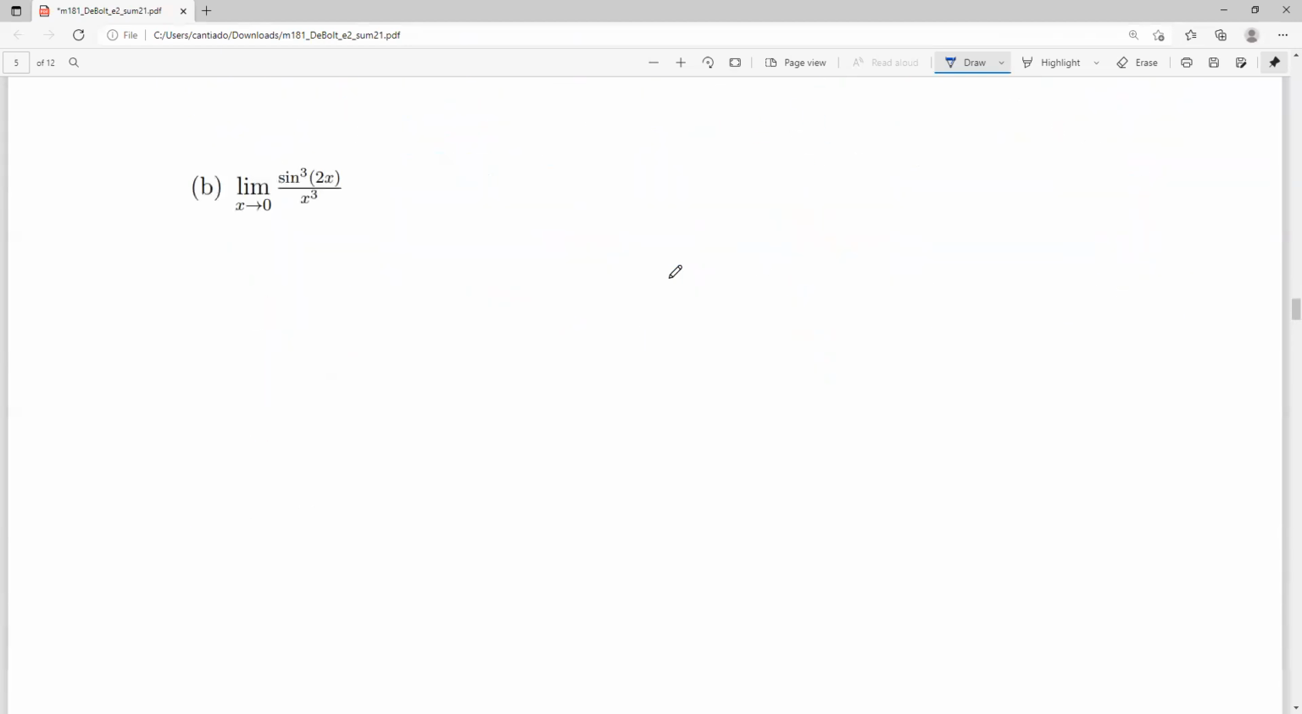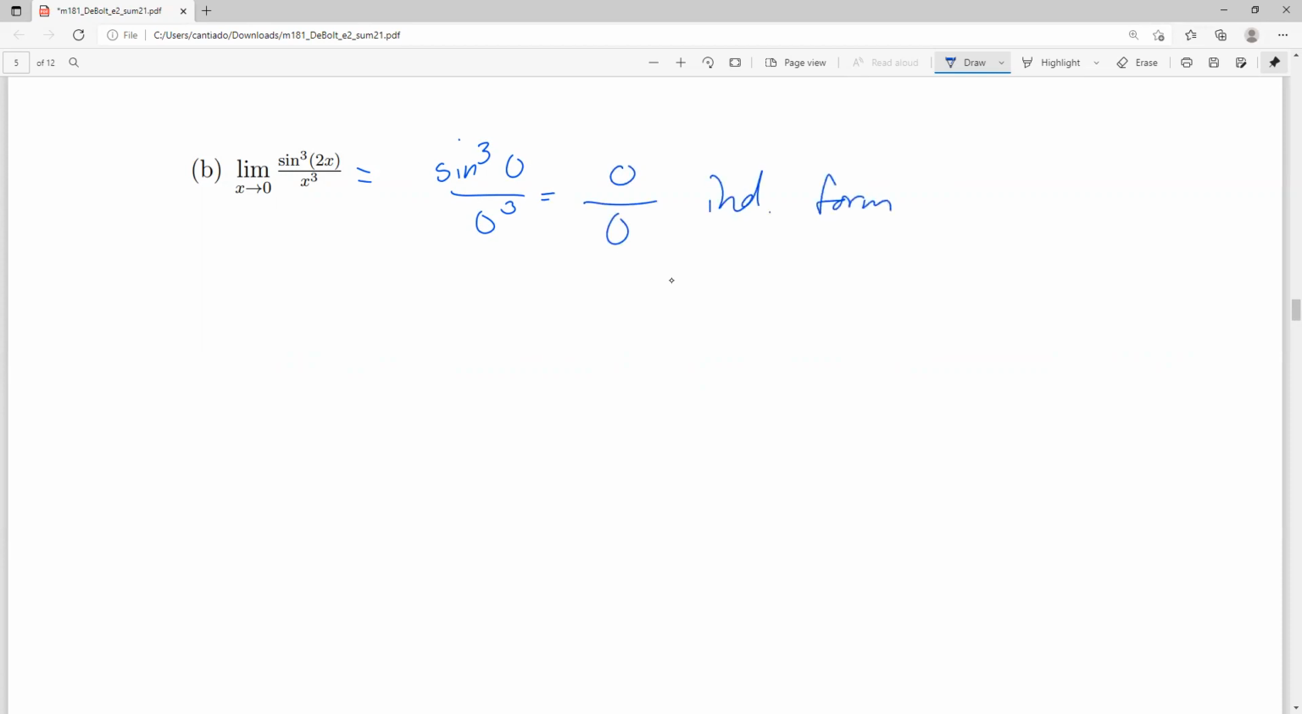L'Hopital's. Let's go ahead and do this one. Question B is also using, well, as we'll see, it'll also use L'Hopital's. What happens if we plug in 0? We'll get sine cubed of 0 over 0 cubed. Well, we already know sine of 0 is just 0, so we'll have 0 over 0. This is, again, the indeterminate form. So we're going to use L'Hopital's.